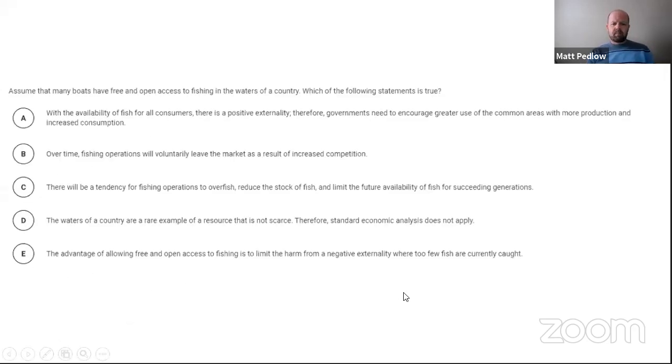2 more. Number 3, assume many boats have free and open access to fishing. You kidding me? Classic example. We just got done talking about this. So A, with the availability of fish for all consumers, is a positive externality.